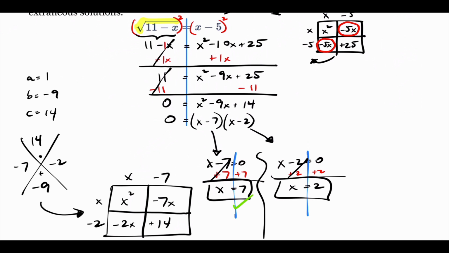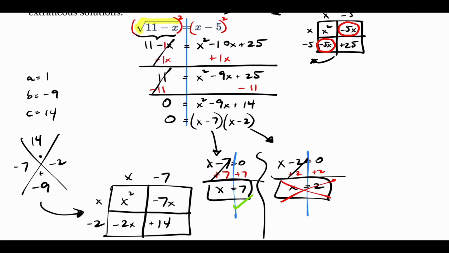11 minus 2. 9. What's the square root of 9? 3. 2 minus 5, does that equal 3? Negative 3. It equals the opposite. It's not the same. A positive and negative aren't the same. Positive means here's money. Negative means you owe me money.